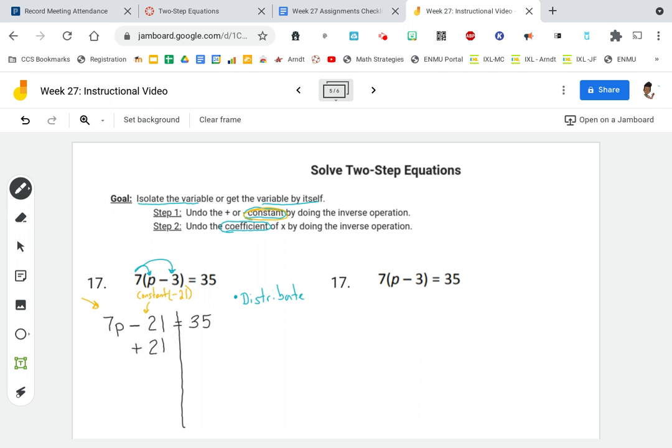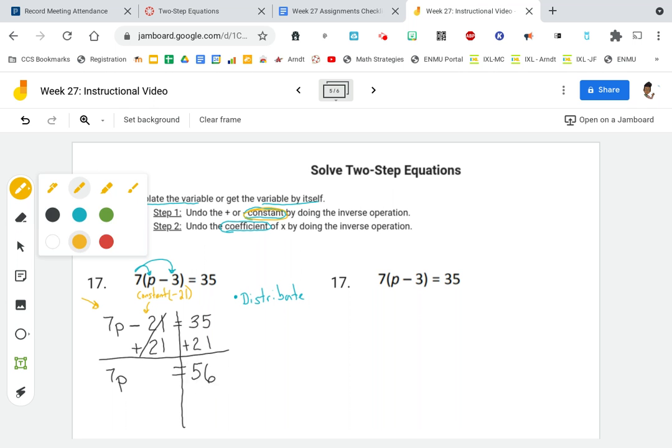But remember, we have that seesaw. If 21 kids jump on one side, then 21 kids better jump on the other side, or we're going to have some issues. And so we have 7p remaining. Negative 21 plus 21 is 0. 0 is nothing, and that's what I'm going to write, nothing. And 35 plus 21 is 56. So now we have 7 times p equals 56.